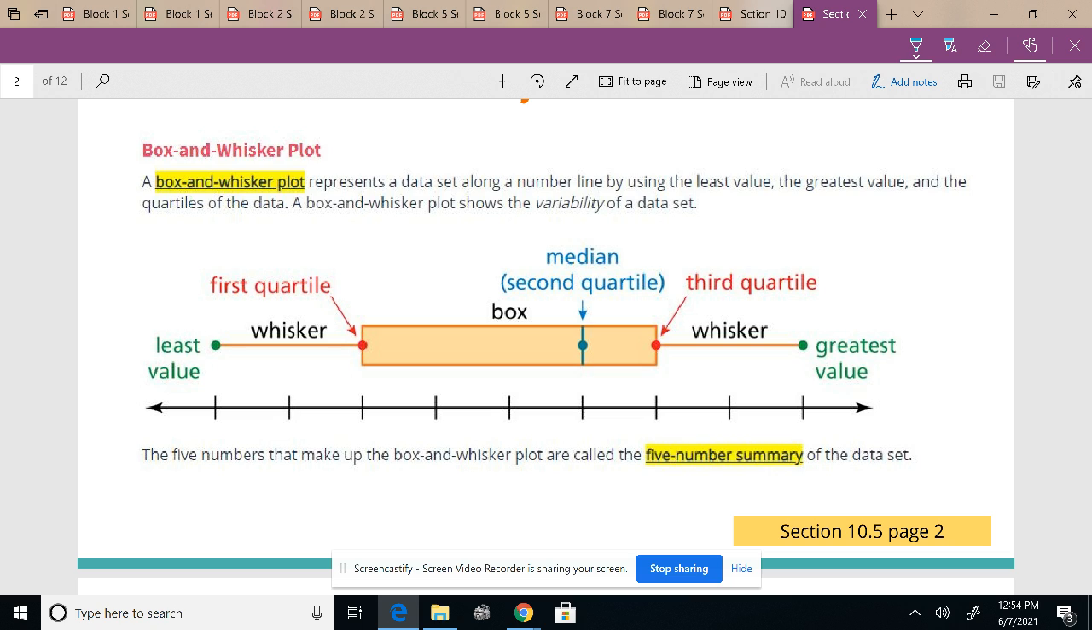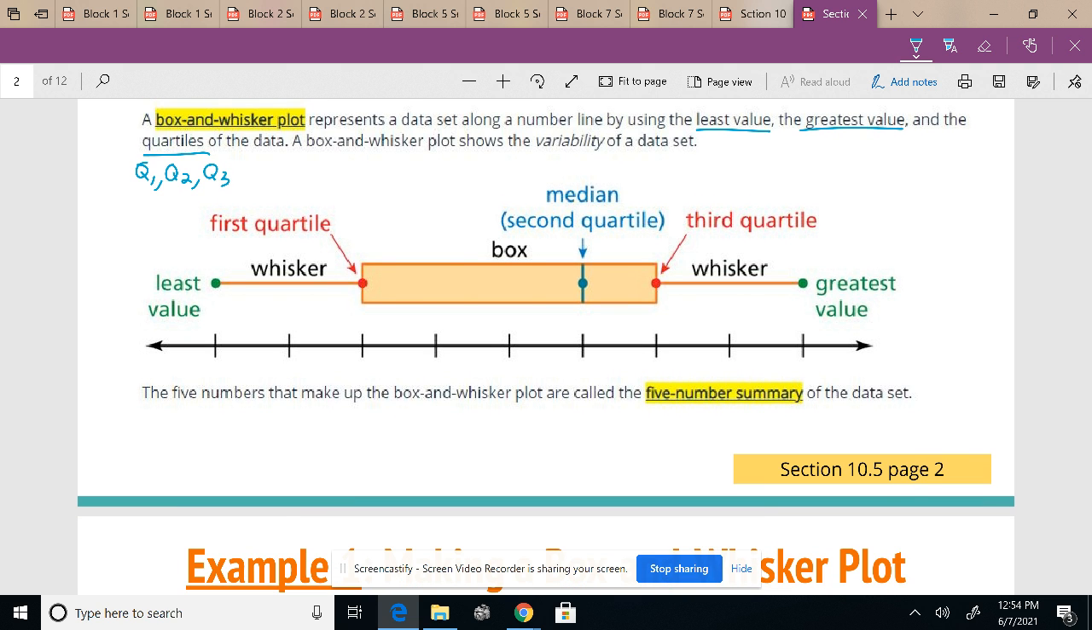A box and whisker plot represents a data set along a number line by using the least value, which we know how to find, the greatest value, and the quartiles, which is quartile 1, quartile 2, and quartile 3. A box and whisker plot shows the variability of a data set.